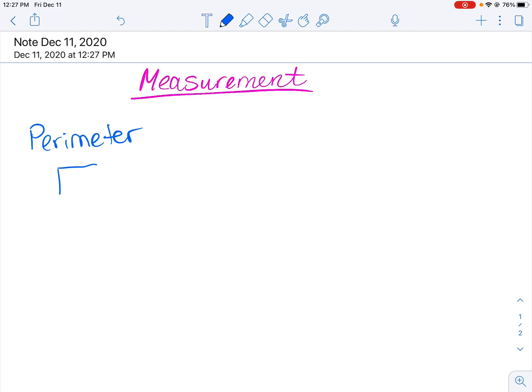So it could be a shape like a rectangle. And the perimeter is the distance around it. So it would be like adding up this side plus this side plus this side plus this side.